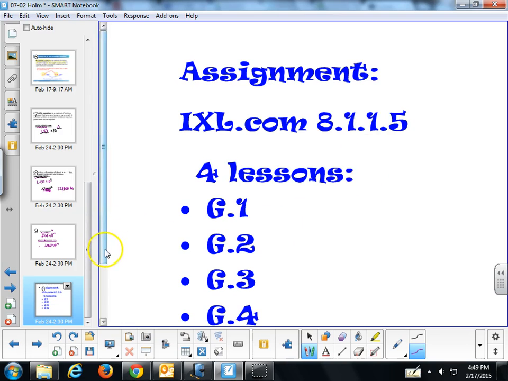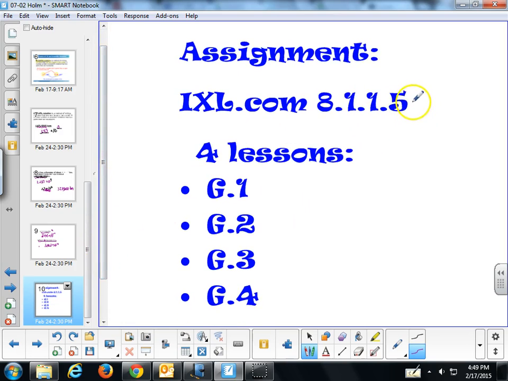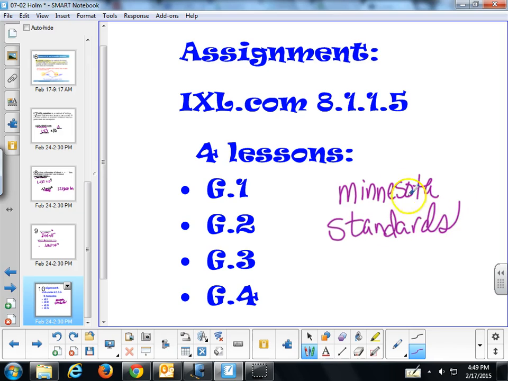All right, your assignments are in IXL.com. You're going to do the 4 lessons that are in 8.1.1.5. They're labeled on the right side of the lessons, G1, G2, G3, G4. So you remember you need to go under Minnesota Standards. And you're going to go into 8th grade. And then find the 8.1.1.5.